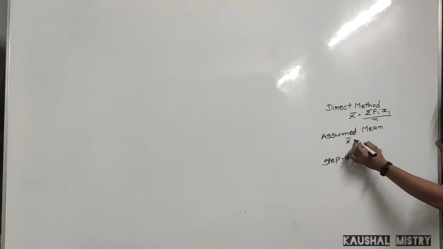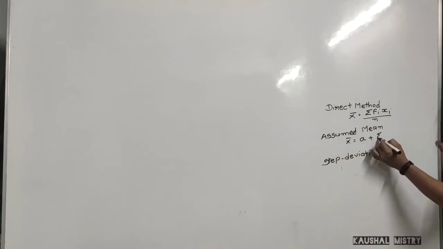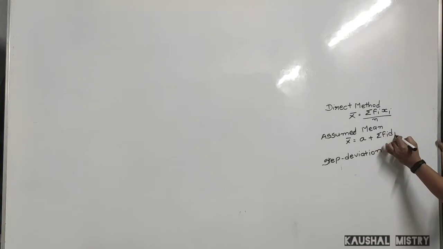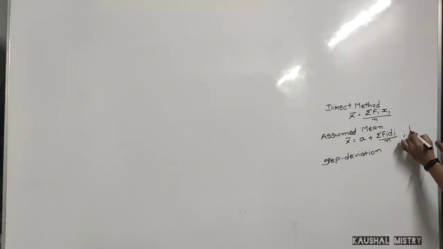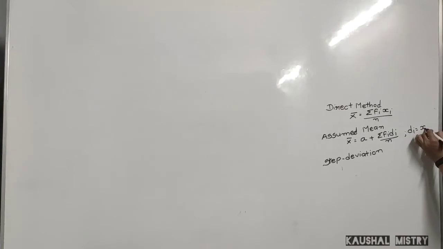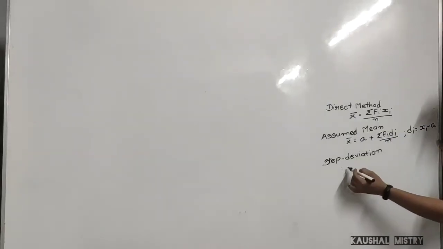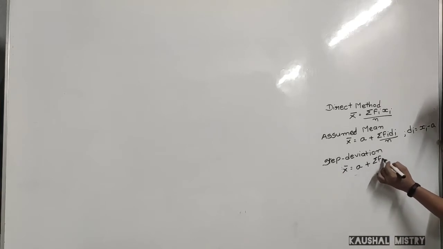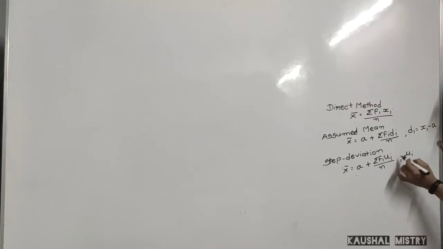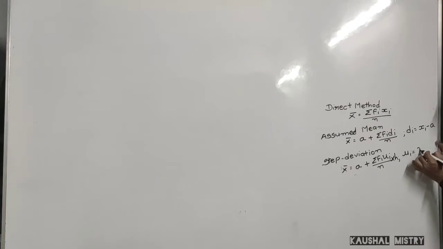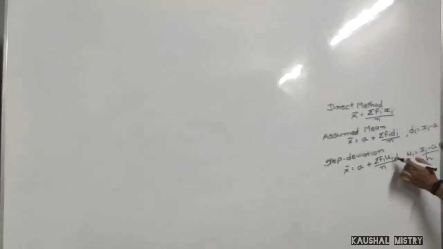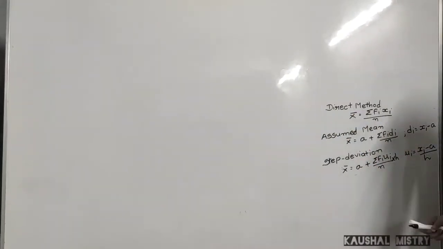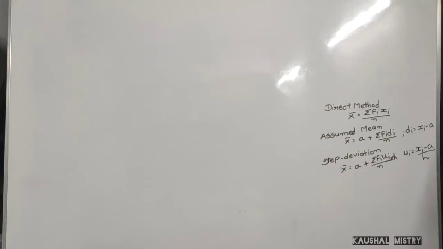For the assumed mean method, x bar is equal to a plus sigma fi di upon n, where di is equal to xi minus a. And for step deviation, x bar is equal to a plus sigma fi ui upon n, multiplied by h, where ui is equal to xi minus a upon h. So these three are the methods for finding the mean for grouped data.